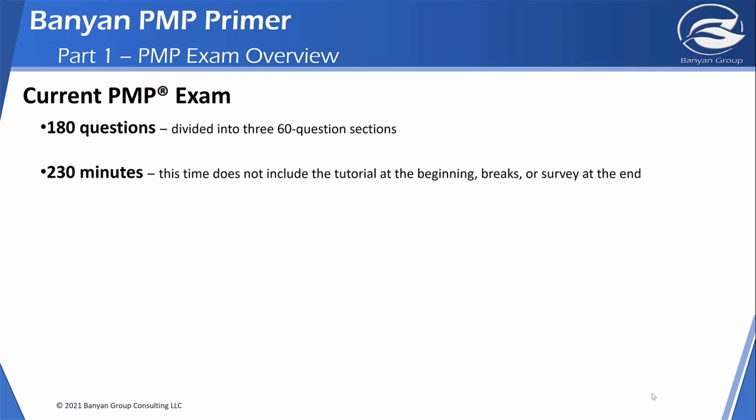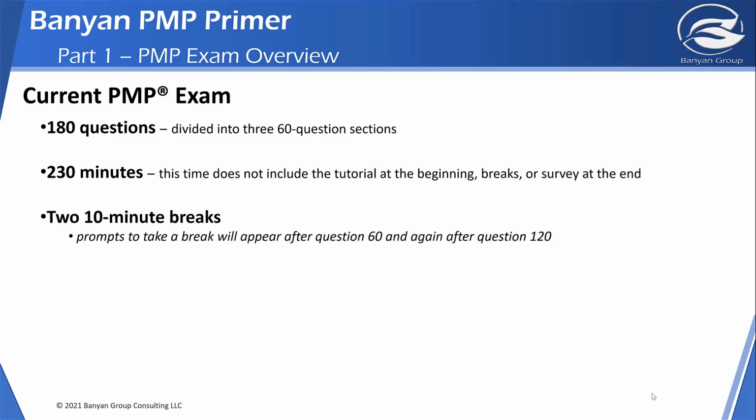So we usually advise test takers to try and answer questions in about 60 seconds on average. Some will take you a little longer, some will take you a little less time, but on average try and answer questions about 1 minute per question. There are 2 10-minute breaks. Prompts to take a break will appear after question 60 and again after question 120. After each break, you will not be allowed to change any questions from earlier sections.